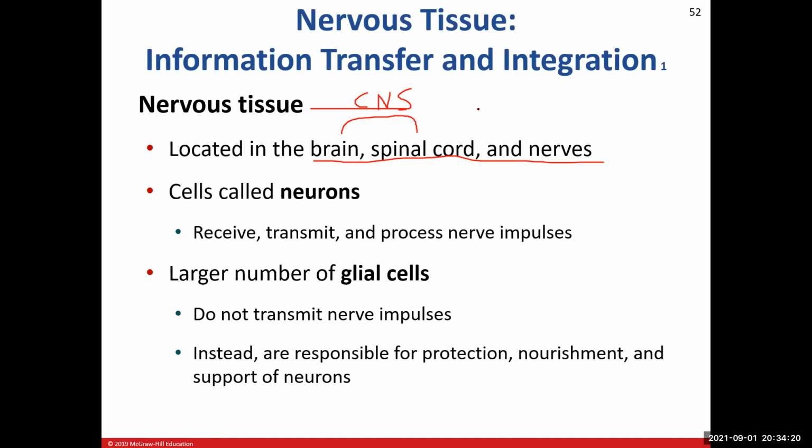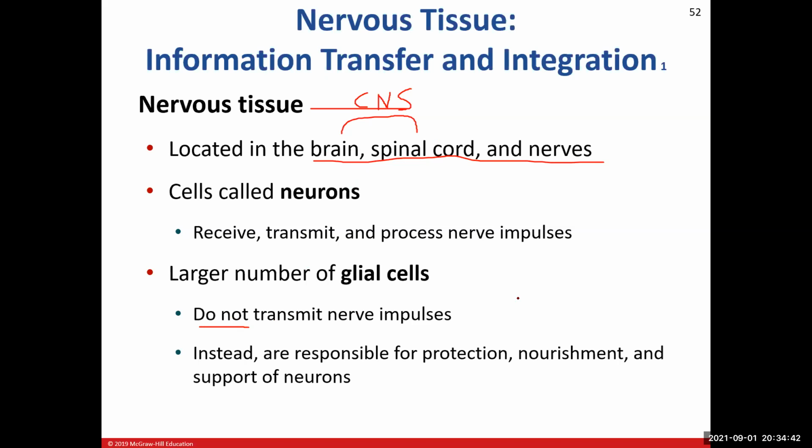So the neuron is like the superstar, and then the glial cells are going to be like the entourage, the support staff. You have more glial cells than you do neurons in your body. But this is important. They do not transmit the nerve signals. But instead, they do everything else.